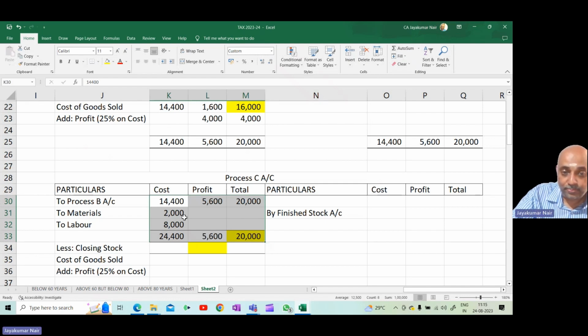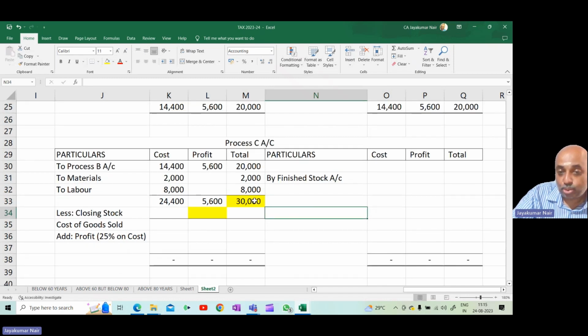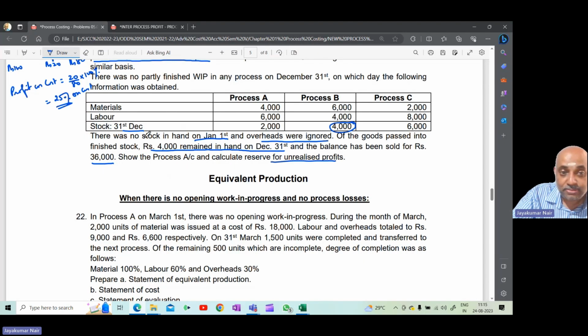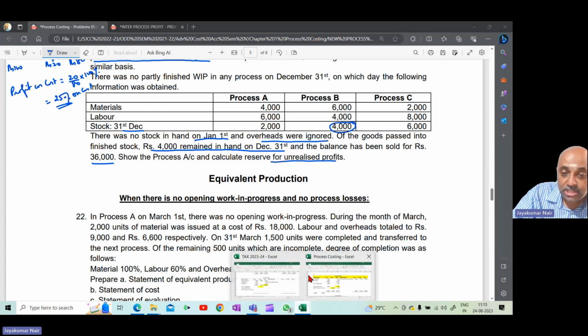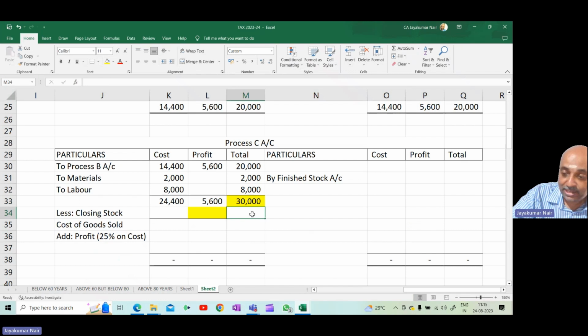What is the total? So total is 30,000. So 30,000 is the cost to this particular department. But then the entire 30,000 is not transferred to the finished stock account. How much are they transferring? They are retaining 6,000 because 6,000 is the closing stock. So 6,000 is retained in this particular process.